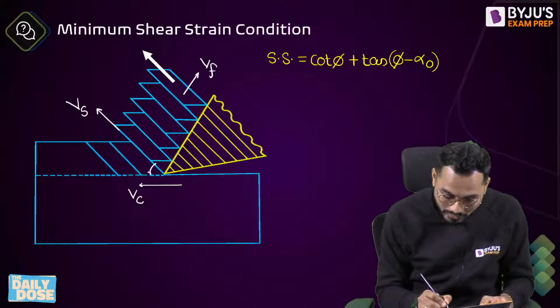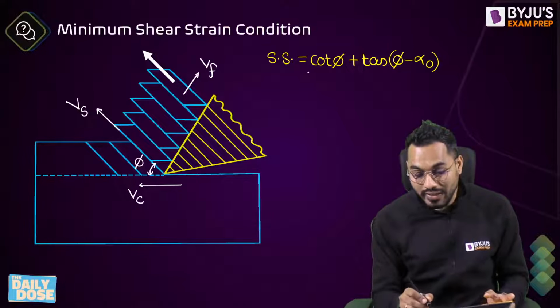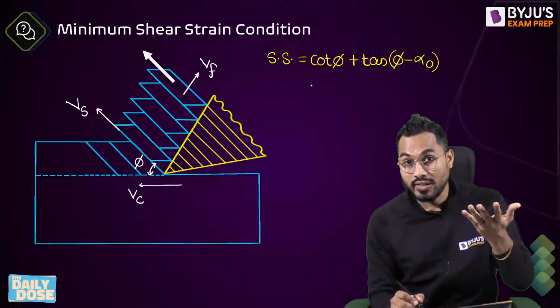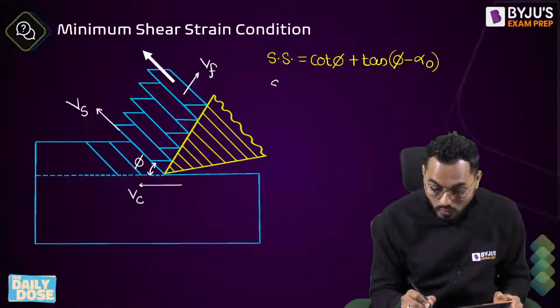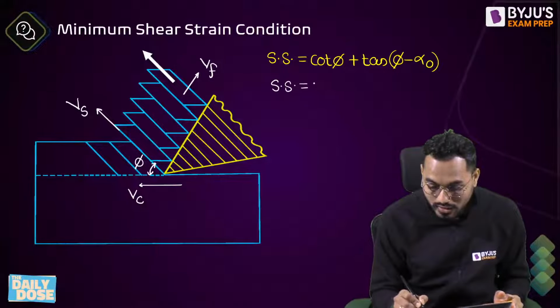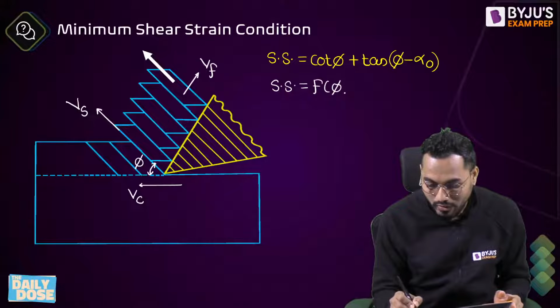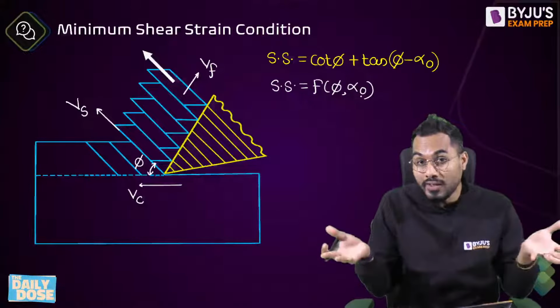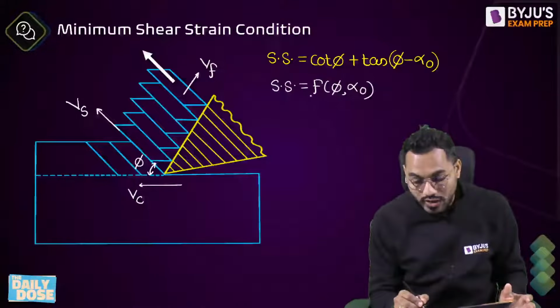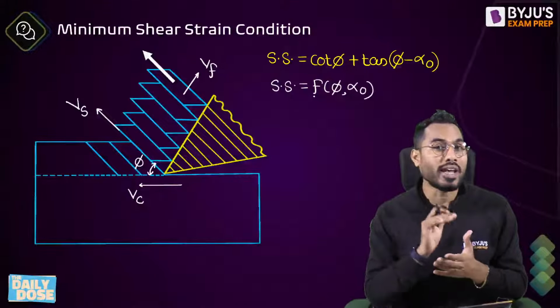The angle made by the shear plane with the cutting velocity vector is called the shear plane angle phi. And to calculate the shear strain, the equation is cot of phi plus tan of phi minus alpha 0, which means that shear strain is basically a function of shear plane angle phi and rake angle alpha 0. But rake angle alpha 0 remains constant because it's tool geometry. So shear strain is a function of shear plane angle phi.